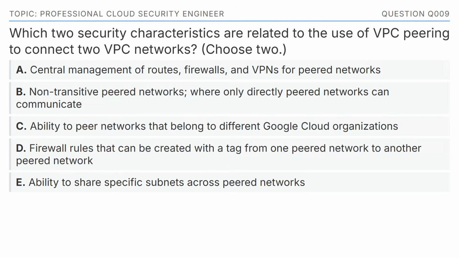Which two security characteristics are related to the use of VPC peering to connect two VPC networks? Choose two. The options are Option A, central management of routes, firewalls, and VPNs for peered networks. Option B, non-transitive peered networks, where only directly peered networks can communicate. Option C, ability to peer networks that belong to different Google Cloud organizations. Option D, firewall rules that can be created with a tag from one peered network to another peered network. Option E, ability to share specific subnets across peered networks.